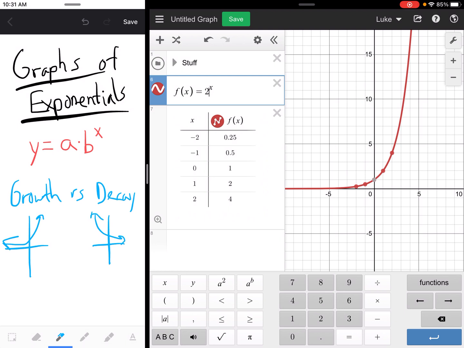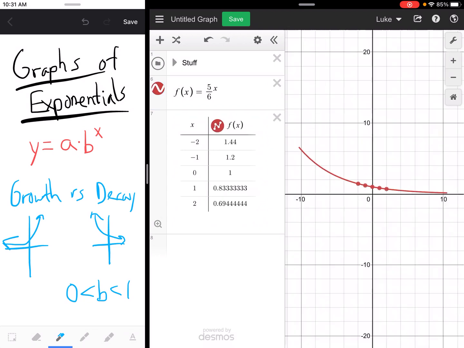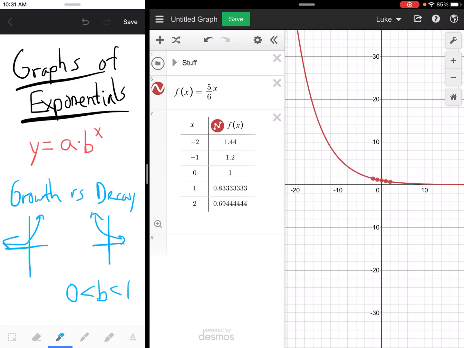All right. Now, decay happens when b is between 1 and 0. So, for example, let me pick something that's between 1 and 0, aka 1/2. Notice how that changed the shape of my graph. I can pick any fraction I want. So maybe let's make that a different fraction. Whoa. There we go. All right. It changes what it looks like, but nonetheless, it has this general shape right here that I drew into the notes.